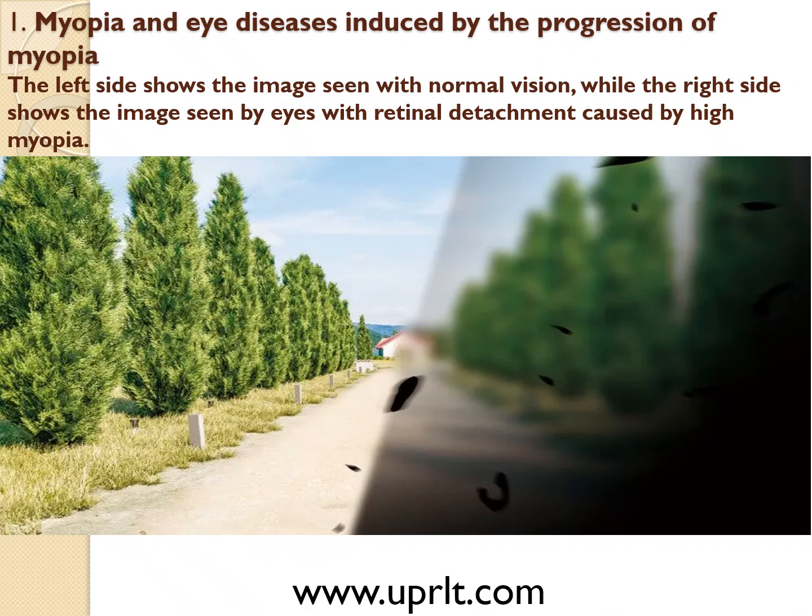The left side shows the image seen with normal vision, while the right side shows the image seen by eyes with retinal detachment caused by high myopia.